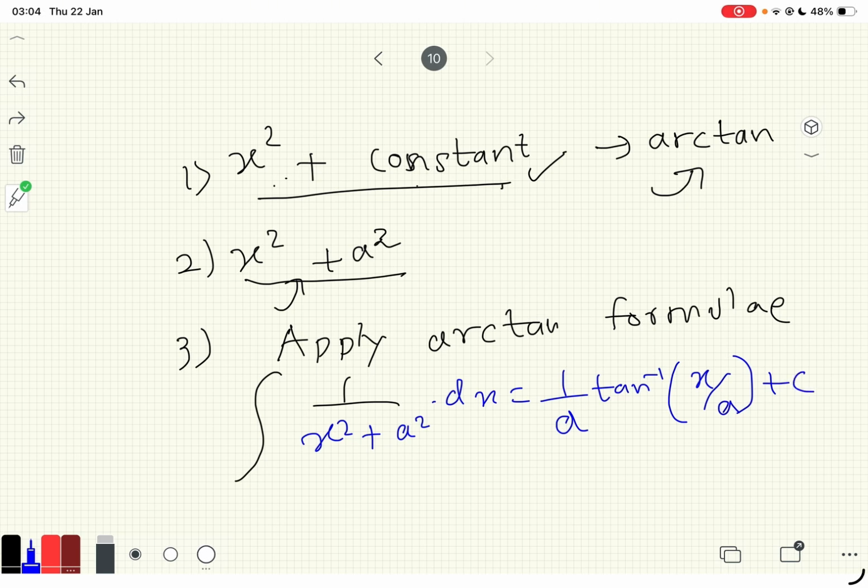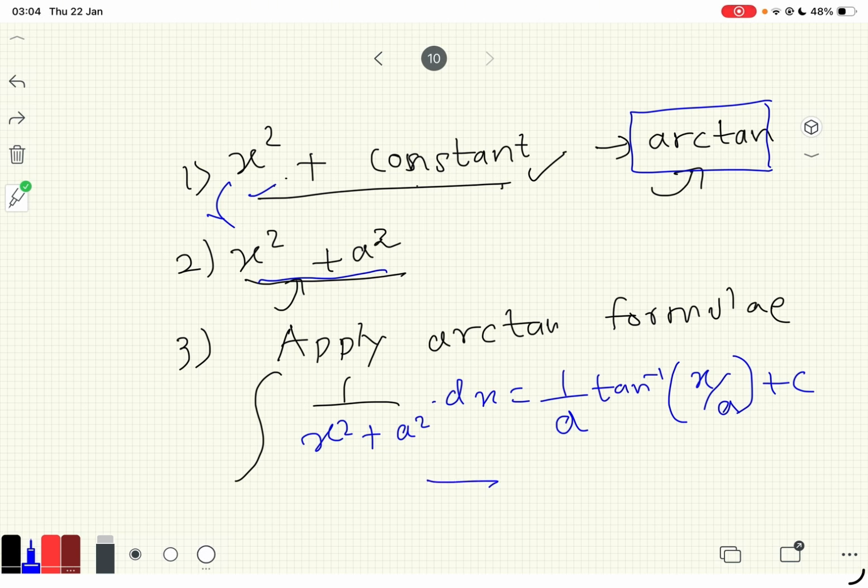So the idea, how to recognize it quickly and how you approach these questions every time. First, you see, is the denominator in the form of x squared plus constant form? Then okay, it should be arctan. Second, try to make it match exactly x squared plus a squared form. Sometimes you should factor out a number, or else rewrite it so it looks like x squared plus a squared. Then apply the arctan formula.